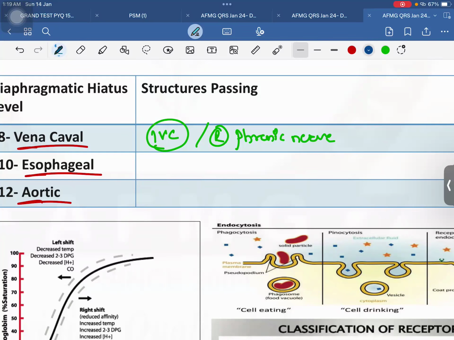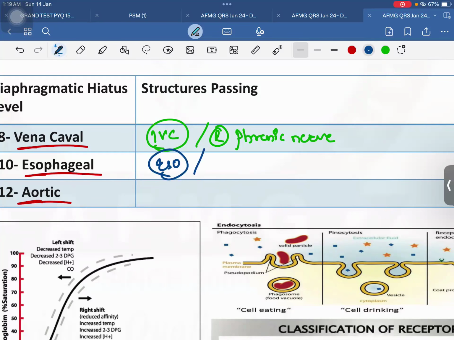From T10, the esophageal opening. Obviously, it is the esophagus which passes. Then it is the vagus nerve. Along with that, it is the left gastric artery. Important, which is there, beta.